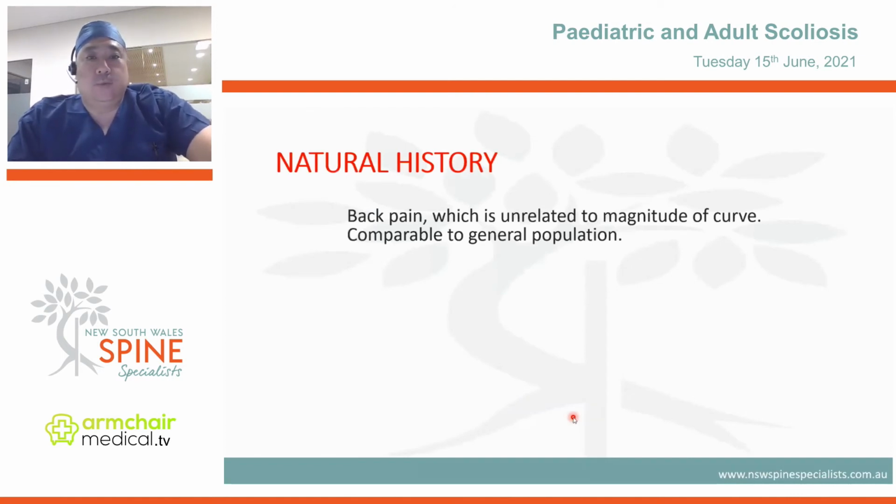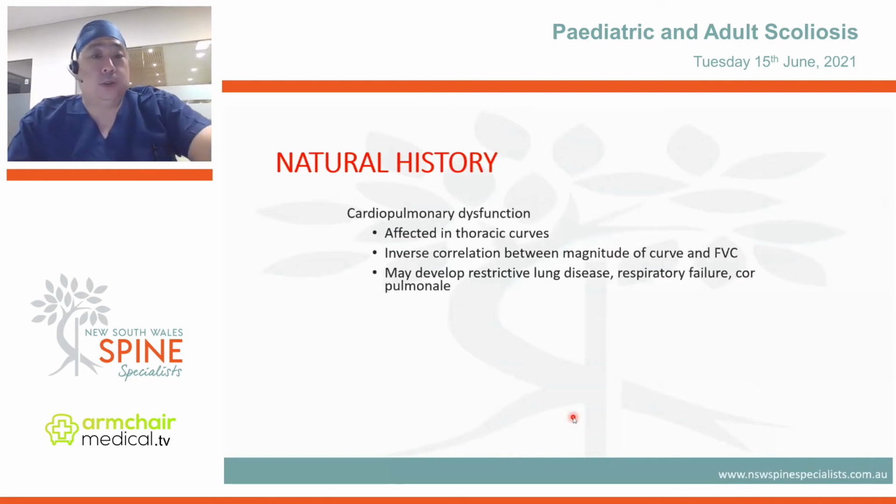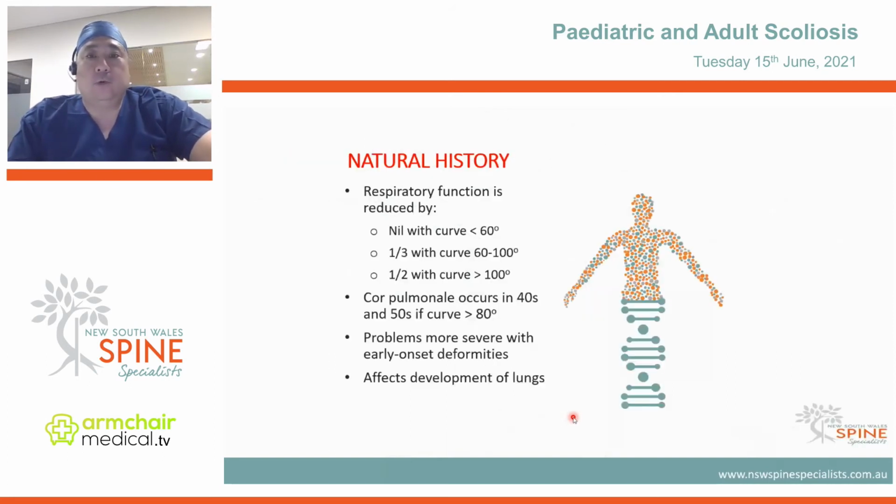So what's the natural history of pediatric scoliosis? Back pain, well, they do have some, but it's not actually related to the magnitude of the curve. They are comparable to the general population, particularly with curves of less than 30 degrees. Cardiopulmonary function usually isn't affected until the curves get larger than 60 degrees. If the curve is untreated and it reaches more than 100 degrees, it has in the old days been described that you can get restrictive lung disease, and you can get cor pulmonale, and you can get heart failure from basically too high pulmonary pressures.